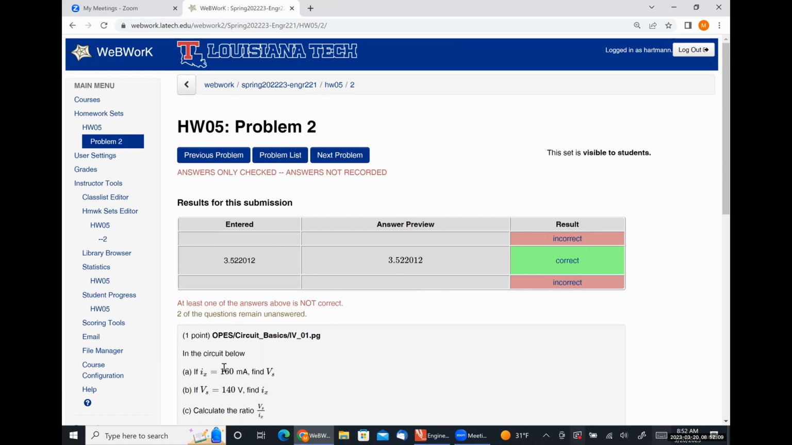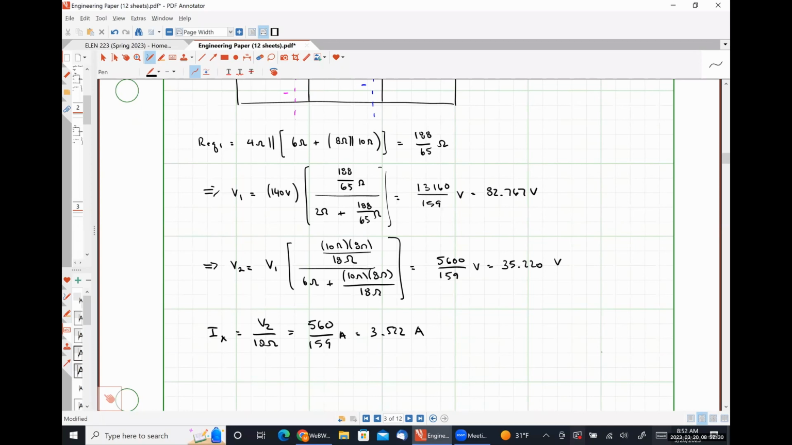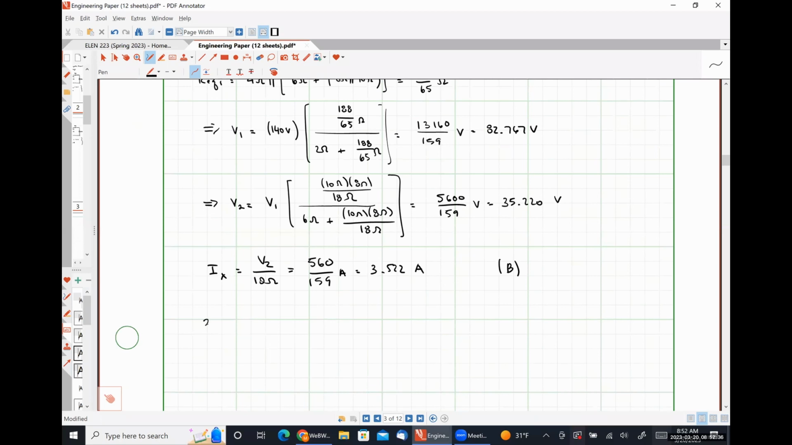All right, so I would argue now that the hard part is over, right? We are not going to do any more circuit analysis to answer the other two parts of this question. We are going to use the scaling property of superposition. So in part A, we're told that IX is 160 milliamps, right? So this is IX for B. So what is 3.522 amps in our denominator? And then I think it was 140 milliamps here. What's this ratio?